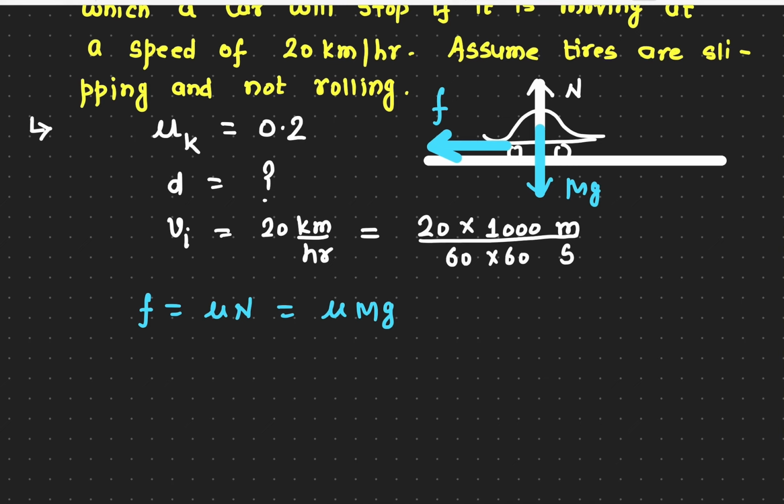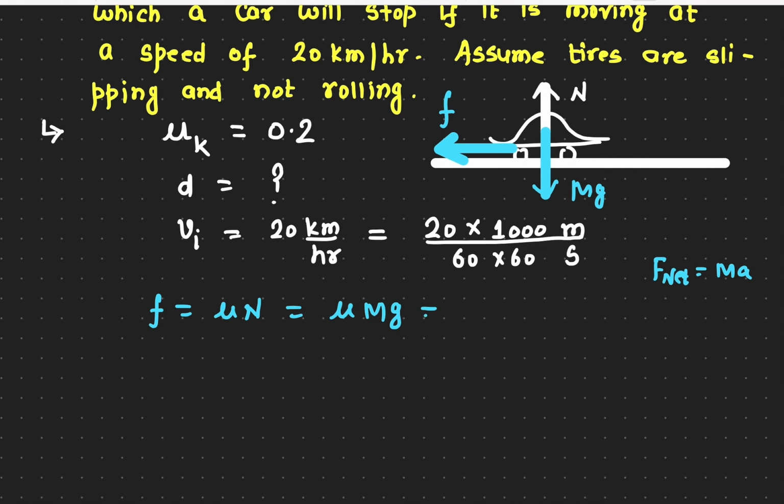And this is true when the motion is on a plane surface. If it is on an inclined plane, then N and mg will not be equal. So that's the friction force. And you know from Newton's second law of motion, the F net, the total force, must be equal to the mass times acceleration. So that means this force must be equal to mass times acceleration.